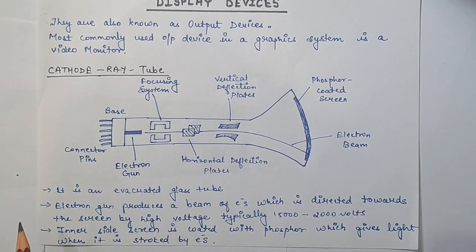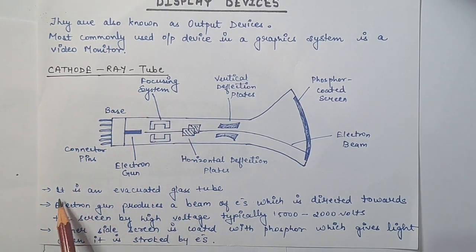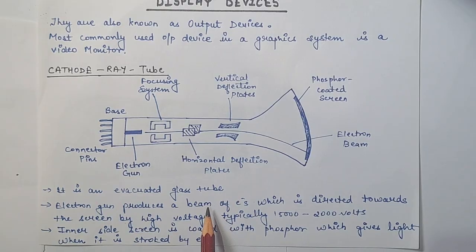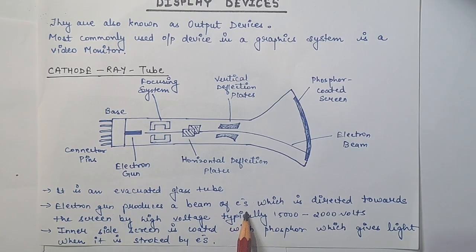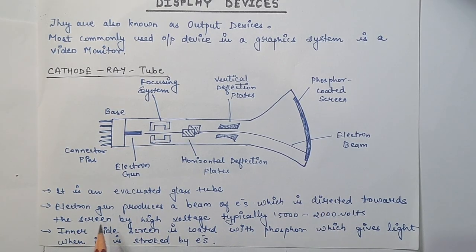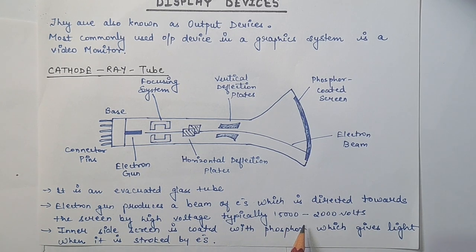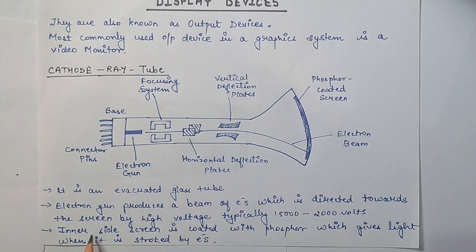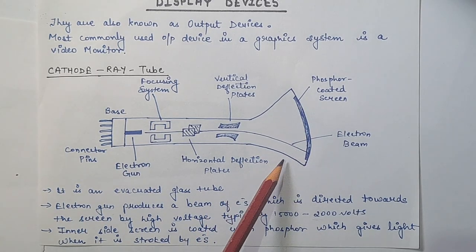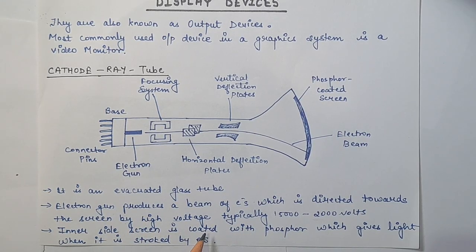So let's see what is written. Basically CRT, the cathode ray tube, is an evacuated glass tube. Next, the electron gun produces a beam of electrons which is directed towards the screen, by a high voltage, typically 15,000 to 20,000 volts, that is generated. The inner side of the screen is coated with phosphor, as you can see in the diagram, which gives light when it is struck by electrons.